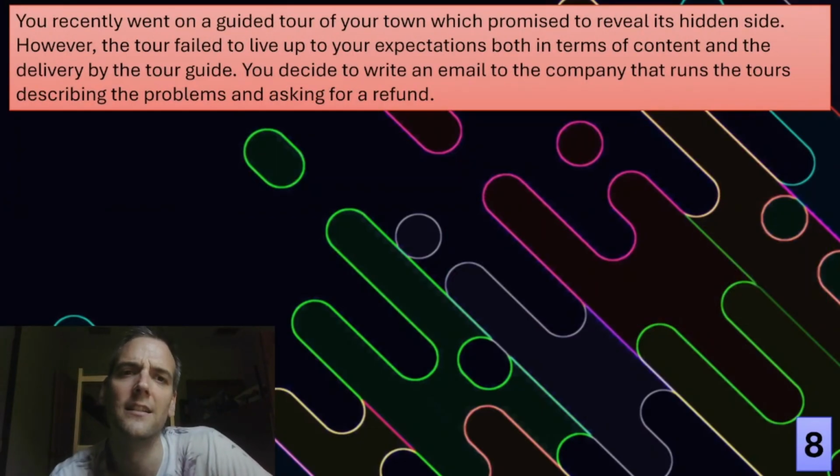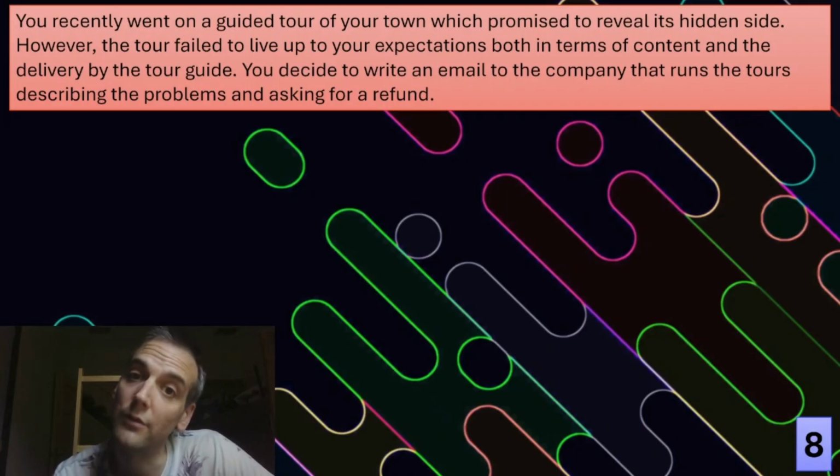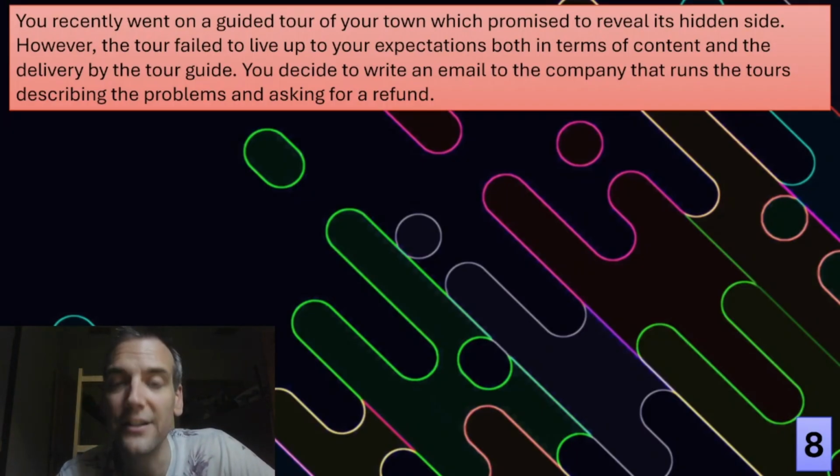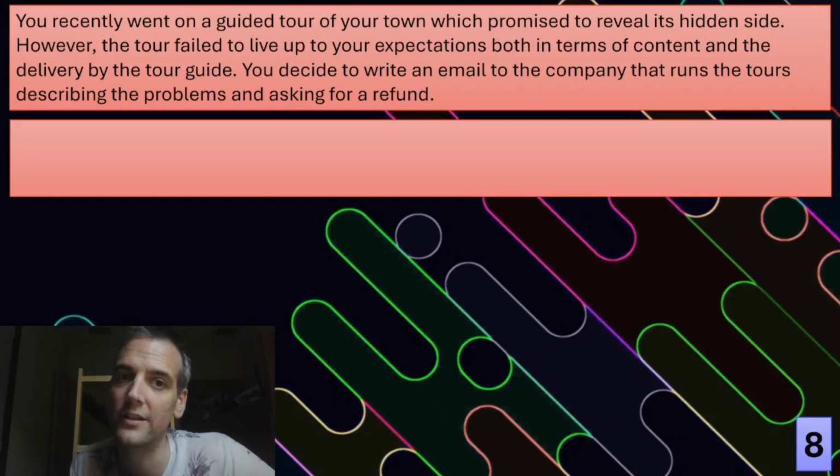Topic number 8. This is again a bit of a complaint because you had a guided tour experience that didn't live up to your expectations in terms of content and delivery. So we're going to talk about both of these points, and you're going to ask for a refund. Read the question carefully and include all the points of the question. Here is one point of the question that you could include.